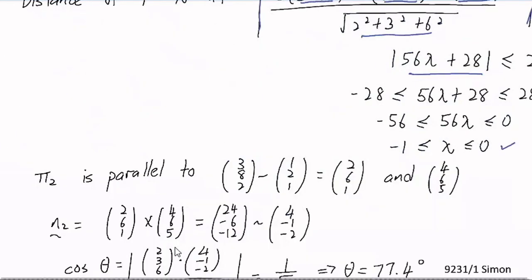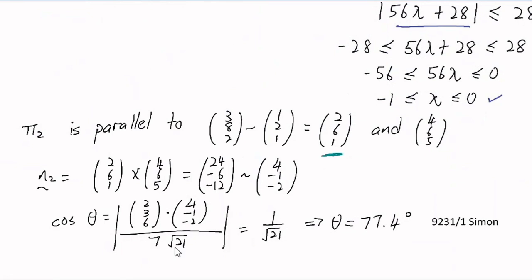The next step is to subtract the two points, and this gives another vector which is parallel to the plane. We can cross the two vectors and get a direction for the normal. So N2 is (4, -1, -2). Then we can use the dot product formula to find the angle between the two planes. The angle between the two planes is the same as the angle between the two normals of the planes. Okay, so that's how we do this question.